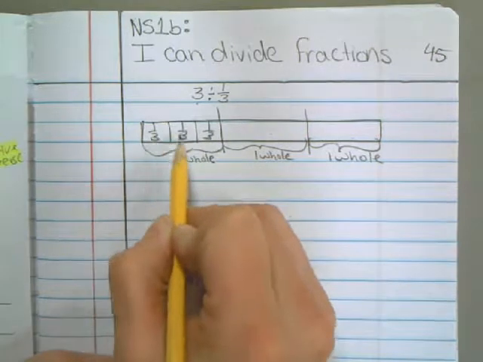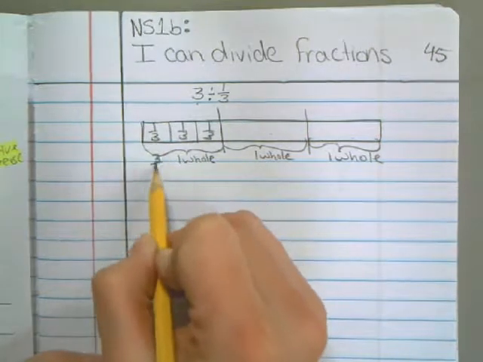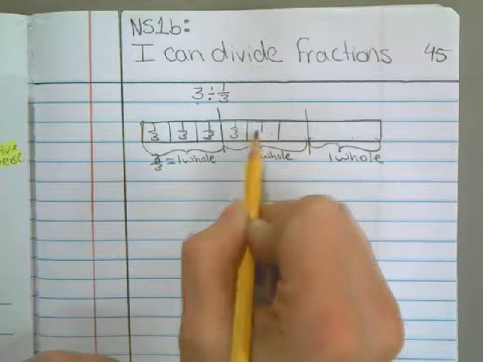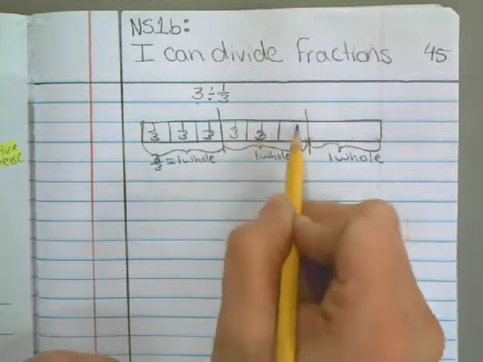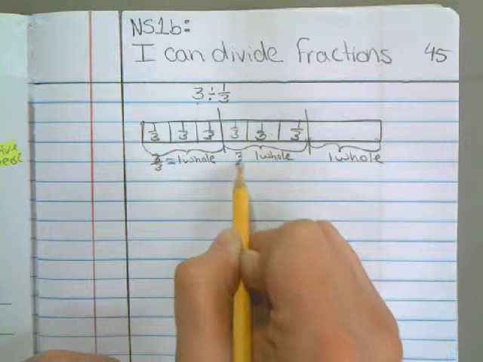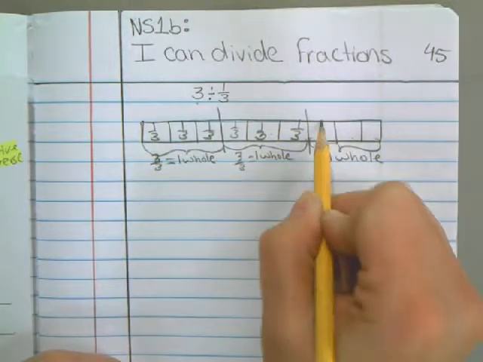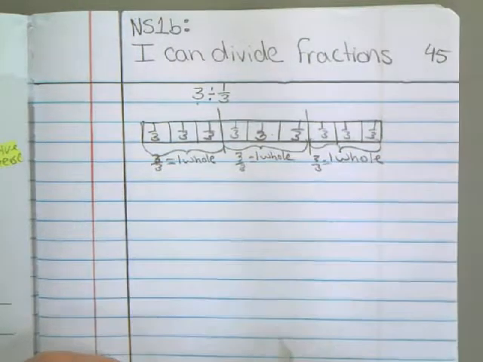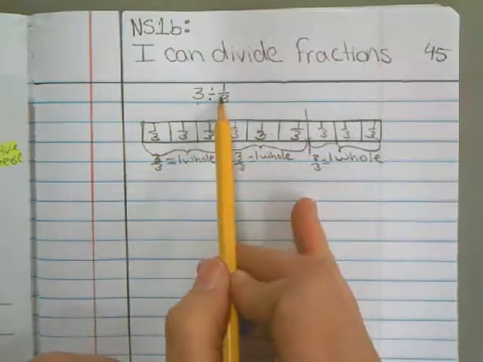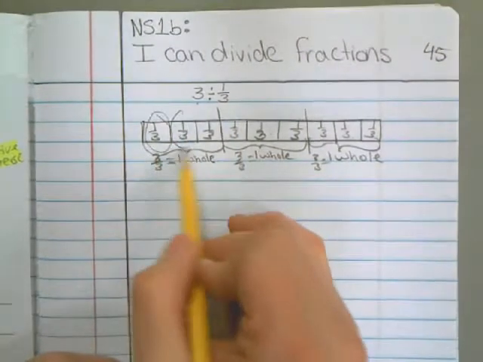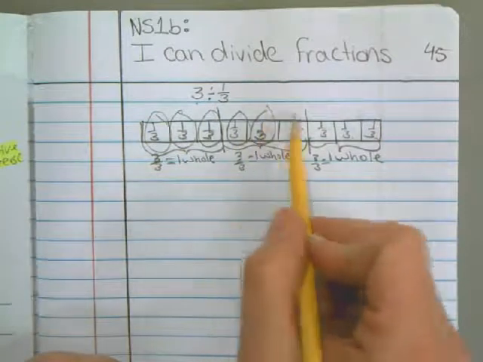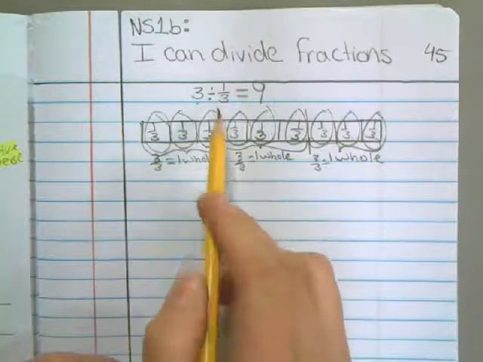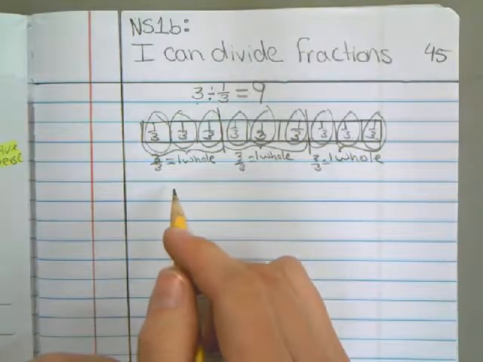1/3 plus 1/3 plus 1/3 is 3/3. That equals 1 whole. Same thing here. 1/3 plus 1/3 plus 1/3 is 3/3. That equals a whole. So altogether, how many groups of 1/3 could I make? Well, here's 1, 2, 3, 4, 5, 6, 7, 8, 9. So I can make 9 groups of 1/3. Right?